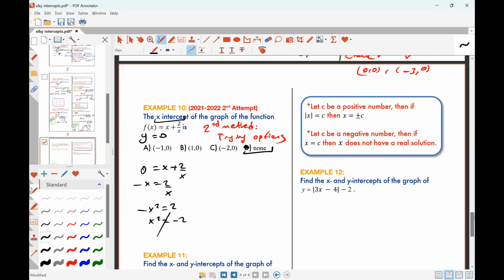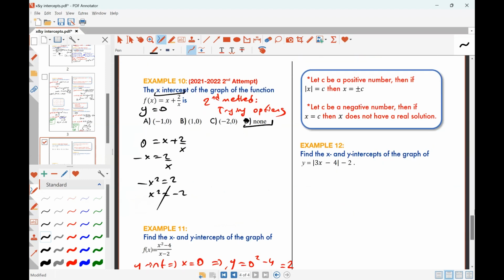And finally, we have an absolute value function. Find y-intercept first. Let x be 0. So y equals absolute value of 3 by 0 minus 4 minus 2. Absolute value of minus 4 is 4. So 4 minus 2 is 2. So our y is 2 when our x is 0. Our point is 0 comma 2. That's our y-intercept.